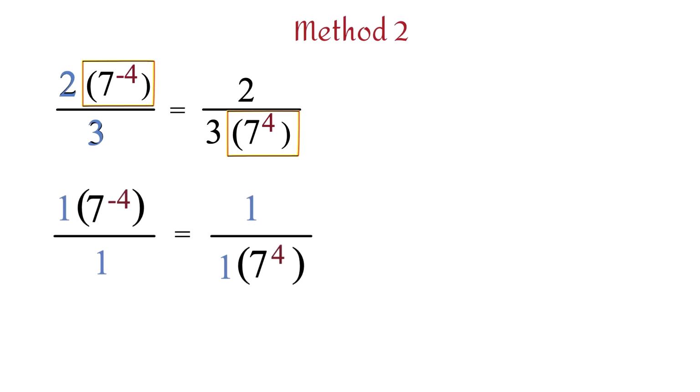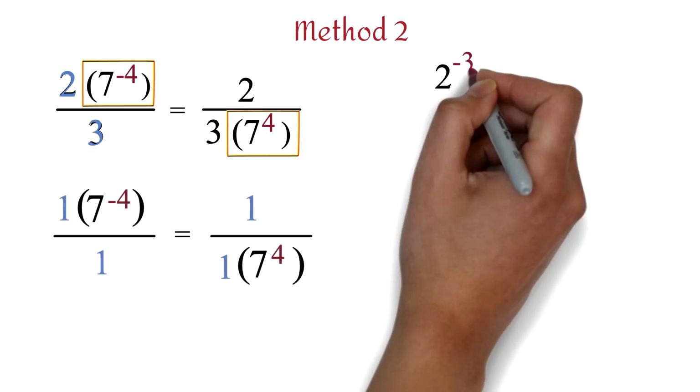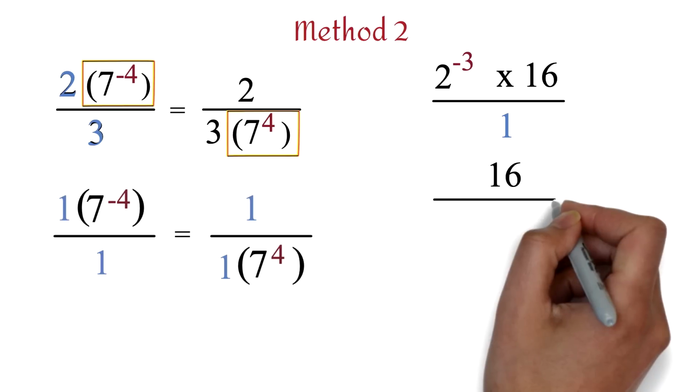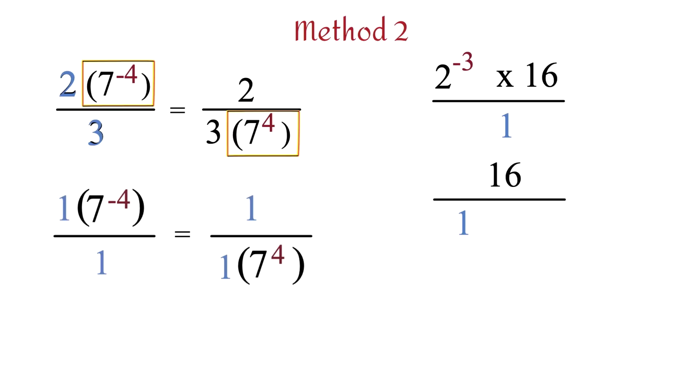Let's go to our question. We have 2 exponent negative 3 times 16. Here, we do not have a denominator, so we can use 1. So we'll have 2 exponent negative 3 times 16 over 1. We know we can move the 2 exponent negative 3 to the denominator to become 2 exponent 3. Notice that the exponent negative 3 became exponent positive 3.